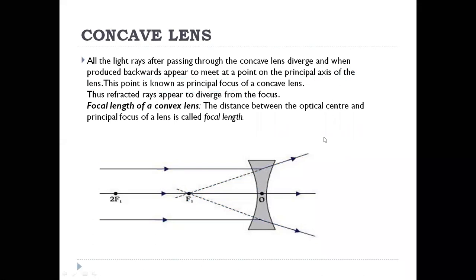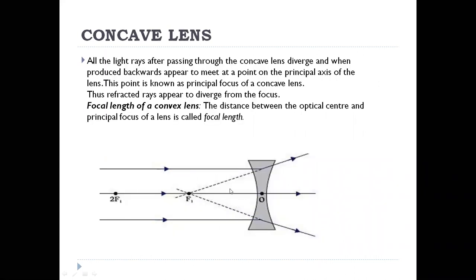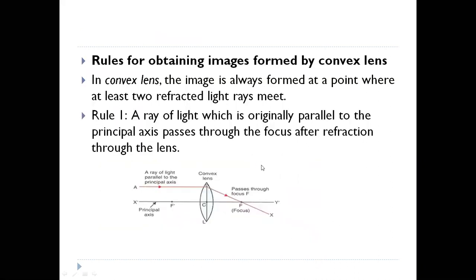So this is the difference between the convex lens. This is called the converging lens because all the rays of light converge at a point. And this lens is called the diverging lens because the rays of light diverge. This is called the diverging lens.